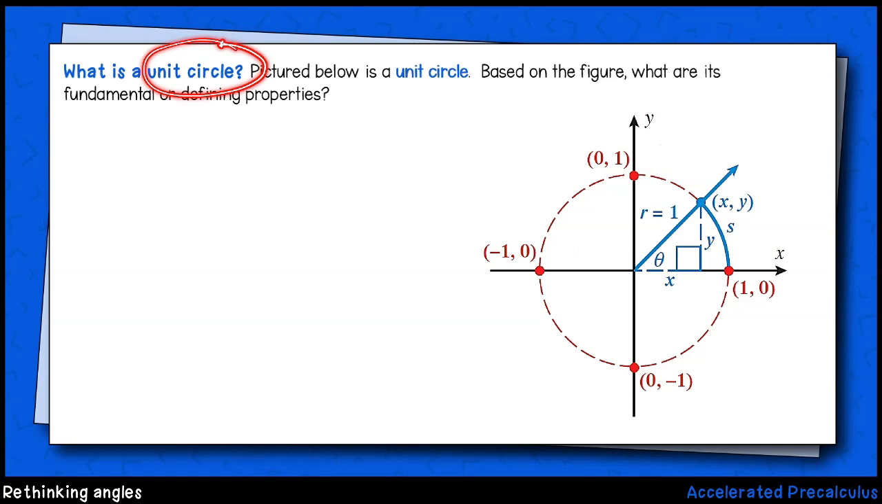A circle with a radius of 1 and whose center lies at the origin is referred to as a unit circle. Its equation, in fact, is x squared plus y squared equals 1. To that end, a unit circle is analogous to the concept of a parent function.